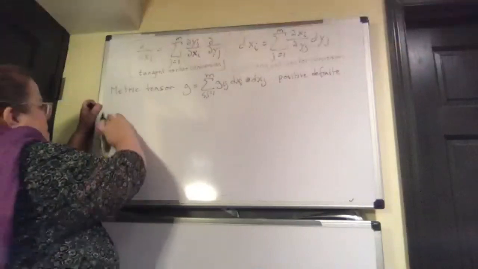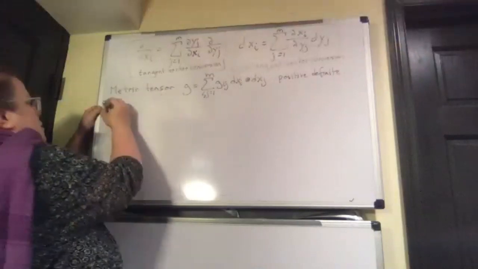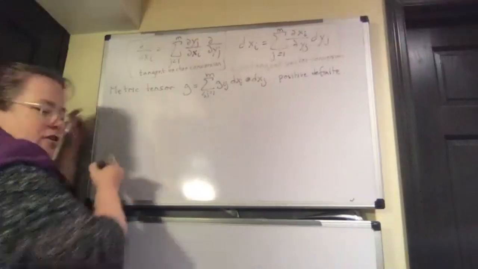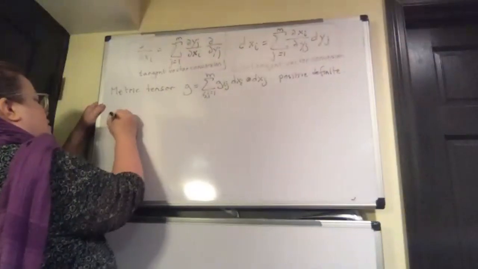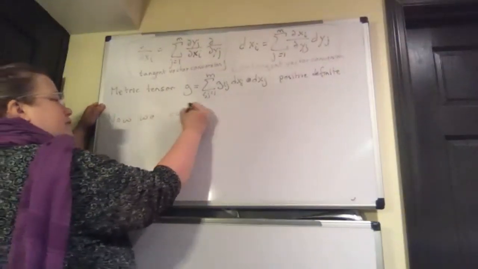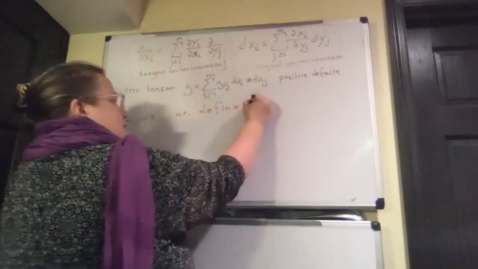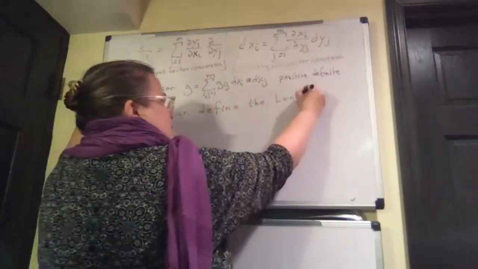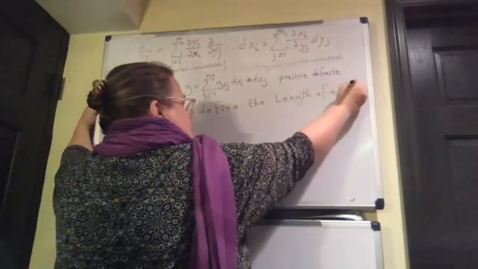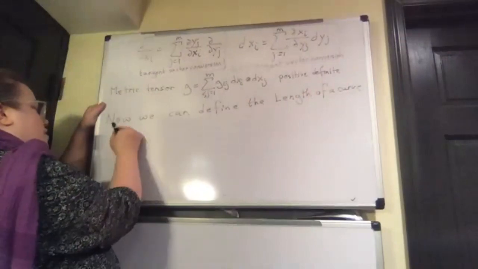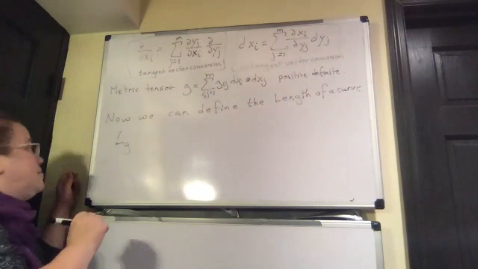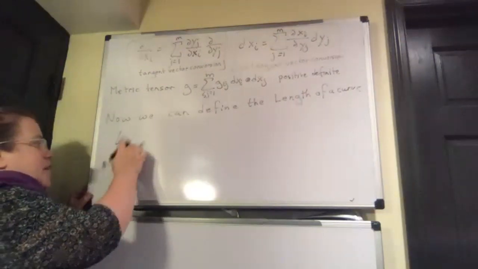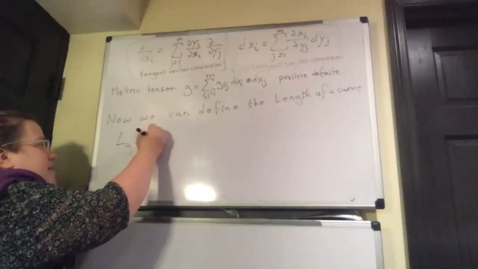So now we have this thing, and now we want to tie back to the metric space. So once we have this metric vector, we can define the length of a curve. The length of the curve actually depends on the metric tensor, so you put a little subscript: L sub g of a curve from say 0 to 1.